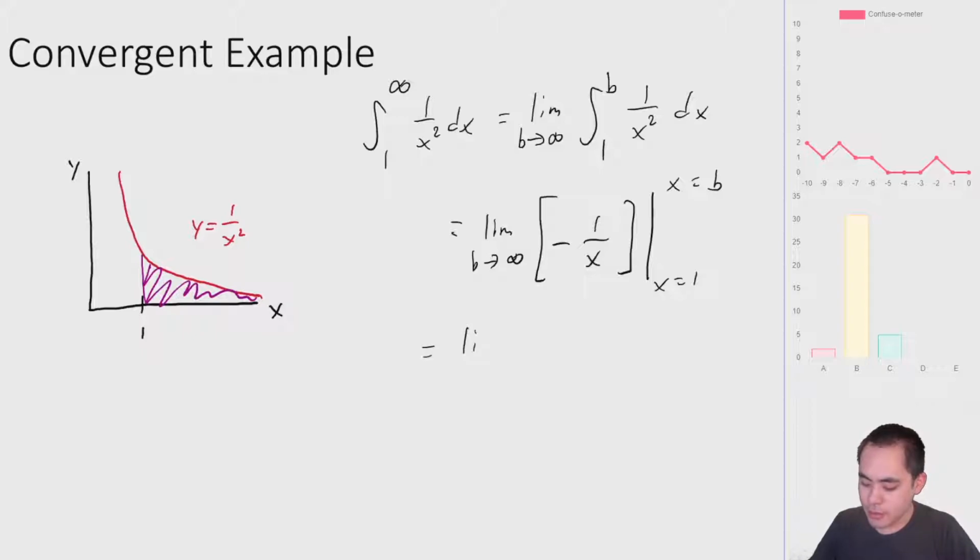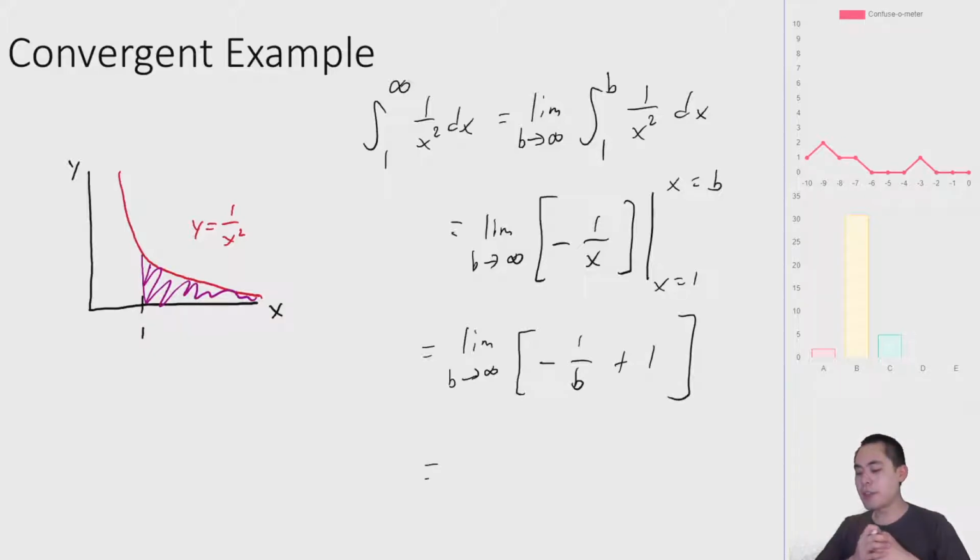Well, we plug that in. This is the limit as b goes to infinity of minus 1 over b plus 1. And so, well, the limit as b goes to infinity of 1 over b is just 0, right? Because 1 over infinity is equal to 0. And so then this entire thing is just equal to 1. And so this is a convergent example.